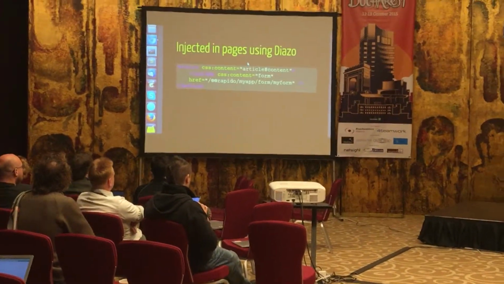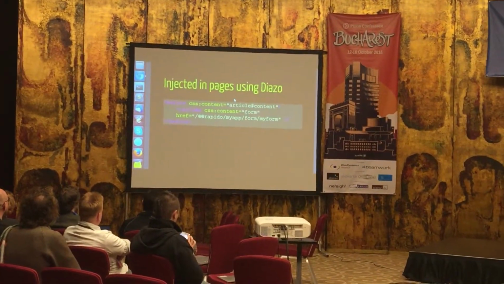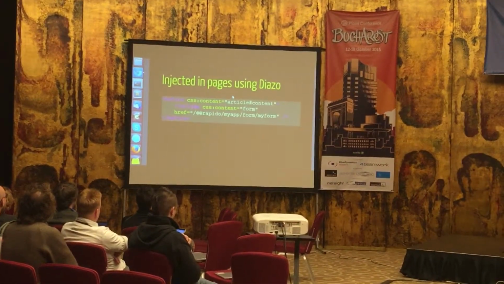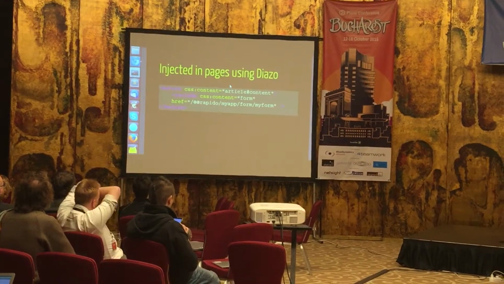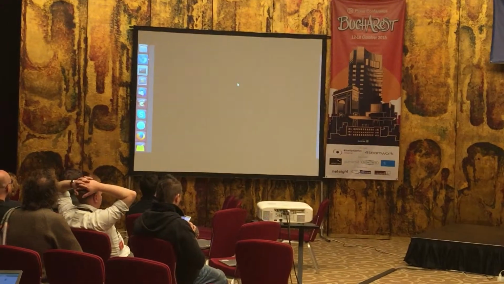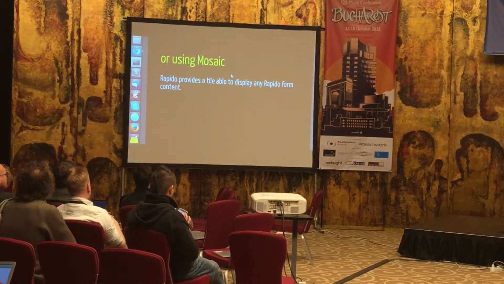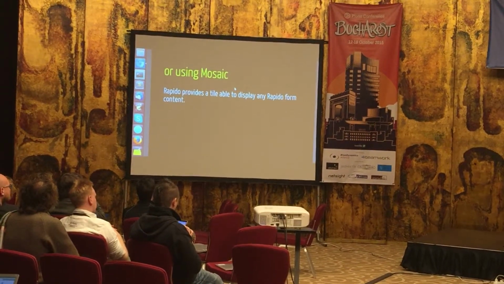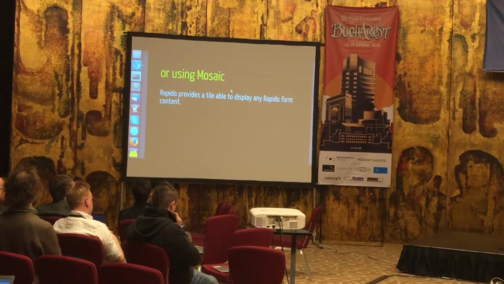You use a directive like this, which is include, which allows you to target any resource. In my case, it's a tile, and it's going to be included into the Diazo, into the theme at the end. Or it can be done with Mosaic if you don't want to use Diazo for that. If you want to provide your content editor with pieces of content which are dynamic and specific, you can use it through Mosaic as well.